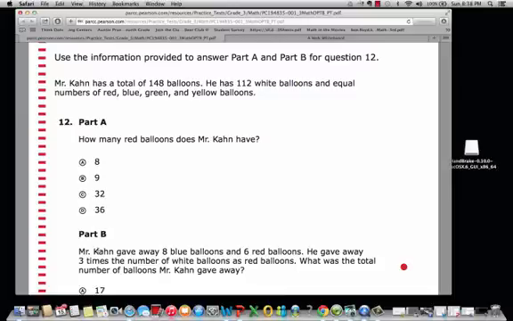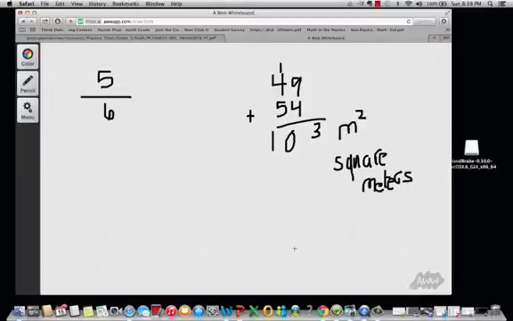The issues with this one were, again, just not reading carefully. Some of you forgot to subtract, and that ended up getting you in the end. Mr. Khan had a total of 148 balloons. He has 112 white balloons and equal numbers of red, blue, green, and yellow balloons. To figure out how many red balloons he has, you had to take away the white balloons from the total. So you had to do 148 minus 112.